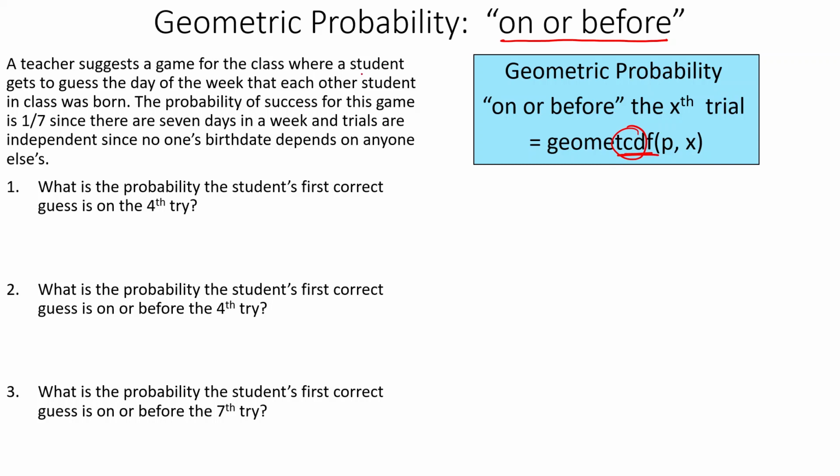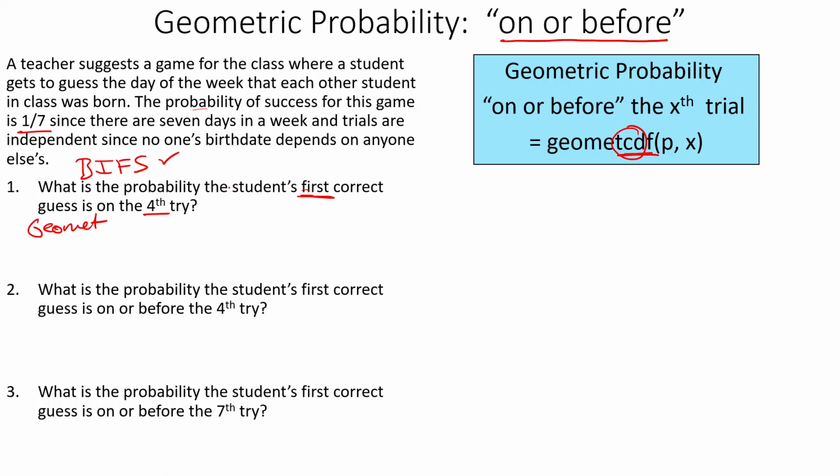So we're playing some sort of game where a student has to guess the day of the week that another student is born. The probability of success for this game is 1 in 7, since there are 7 days in a week and only one of them is going to be correct. And trials are independent because we're going to switch kids every single time. We're going to go around the room and say, what's this person's birthday? What's that person's birthday? So that means they are going to be independent. So B, I, F, S, those all work out because we're looking for the first guess. So this is geometric.